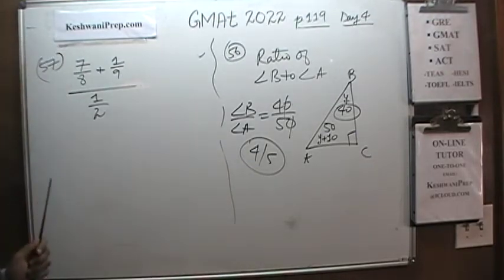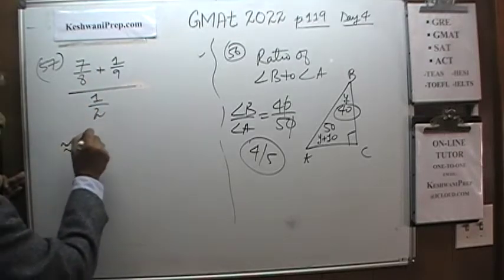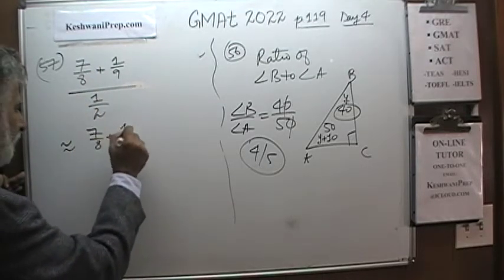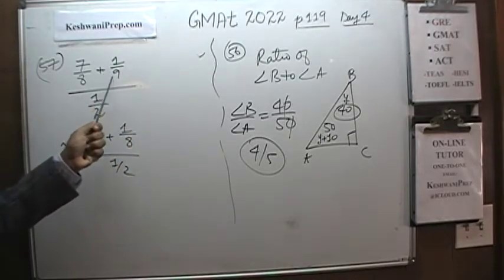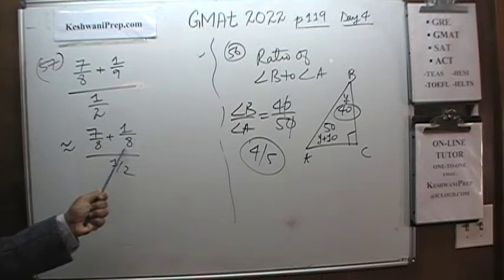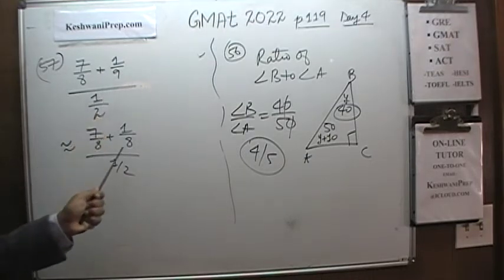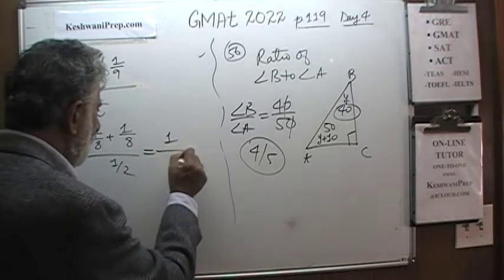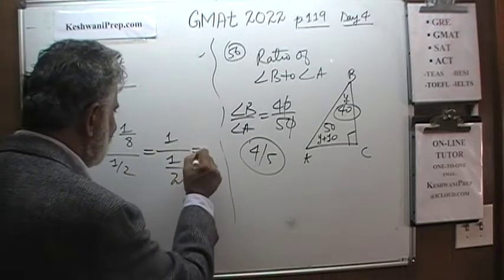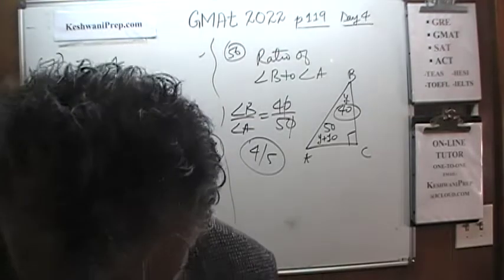So we're going to claim that this quantity that is given to us is approximately equal to 7/8 plus 1/8 over 1/2. In other words, we're going to pretend that 1/9 is approximately 1/8. That's where the approximation is coming from. 1/8 plus 7/8 is just 1. So it's just 1 over 1/2, which is just 2. Number 58.